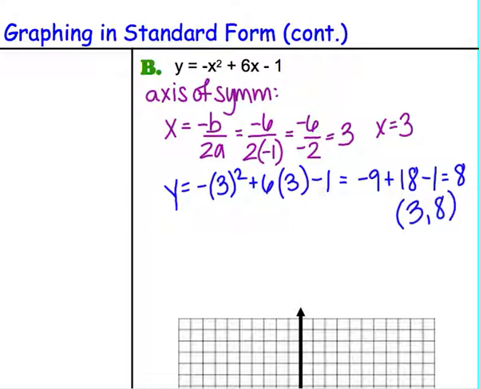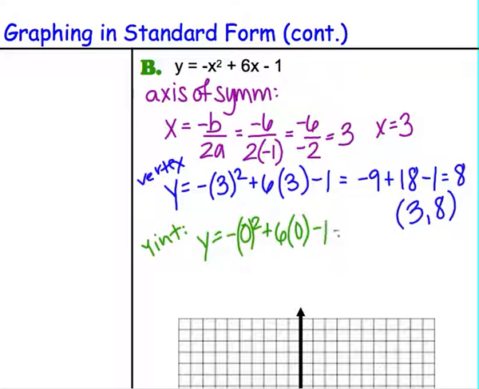And then my y-intercept is going to be y equals the opposite of 0 squared plus 6 times 0 minus 1. 0 squared is 0, opposite of 0 is 0. 6 times 0 is 0. 0 plus 0 minus 1 is negative 1. Therefore, my y-intercept is 0, negative 1.